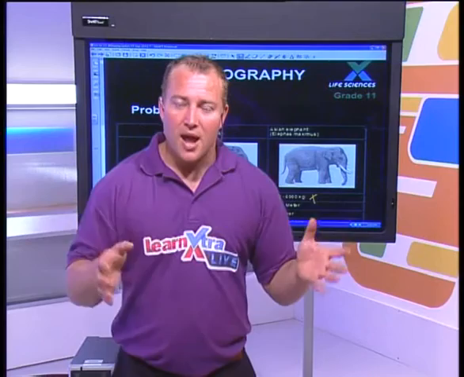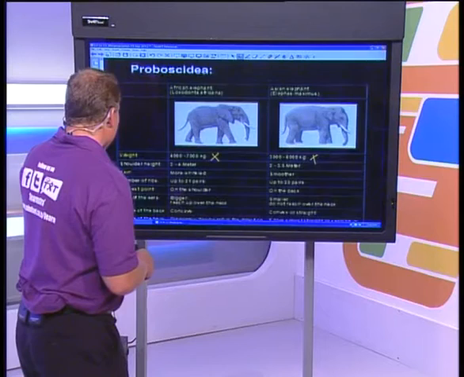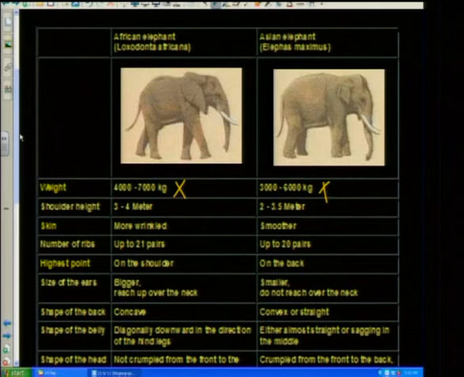Okay, so now, I'm going to answer that question in a few minutes, if we carry on with it. Number of ribs, one's got 20, one's got 21 pairs. Everything of this animal is a lot smaller. Everything in Asia is a lot smaller. What you can't believe is that even their bellies have changed.